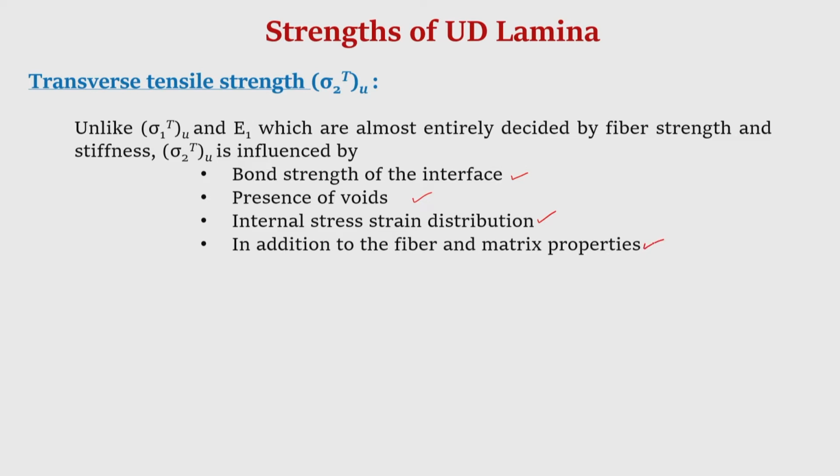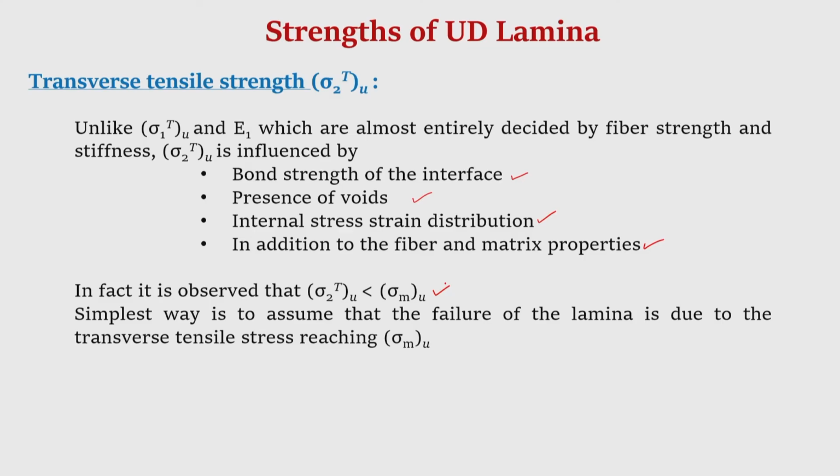Now, it is observed that the transverse tensile strength of a lamina or a composite is actually less than that of the matrix tensile strength. That means addition of fiber actually has a negative effect on the transverse tensile strength. Now, the simplest way to determine the transverse tensile strength is to assume that it is due to the failure of the matrix by the tensile stress.